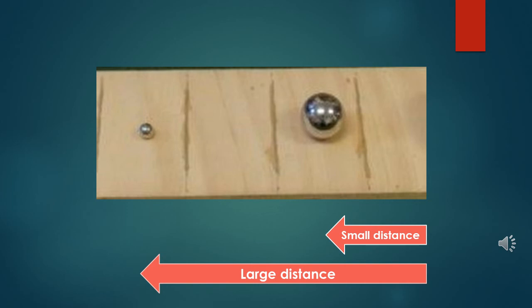So if I ask you, which one of them will stop first if I move them? Excellent. The big ball. Why? Because the big ball has high friction force, so it will stop first. But the other one will stop second, or will travel a longer distance until it stops.